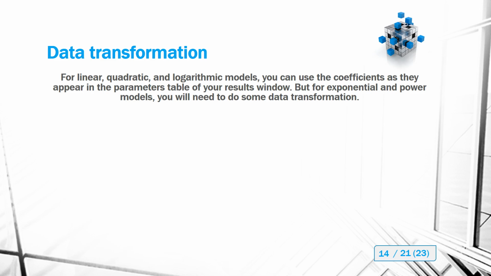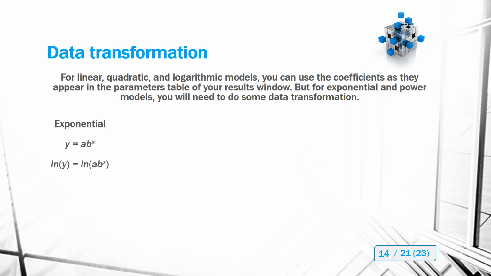So as we saw in the table, if you're looking at a linear, quadratic, or a logarithmic model, there was nothing you needed to do with the results that come out. Just take the coefficients as they appear in the parameters table of your results window and you're off and running. But there's some transformation that's needed if you're looking for an exponential model or a power model. So let's look at what it is that we need to do to transform our data. Let's start by looking at the exponential model. So here we have the general form for the exponential model, y equals ab to the x power.